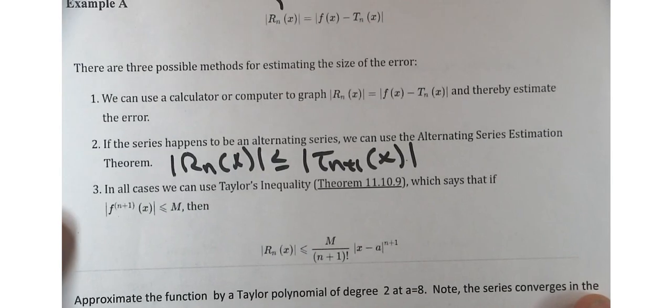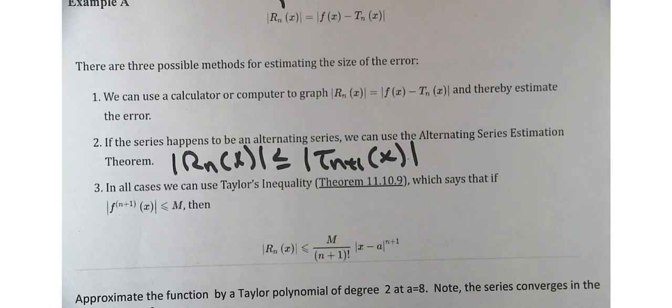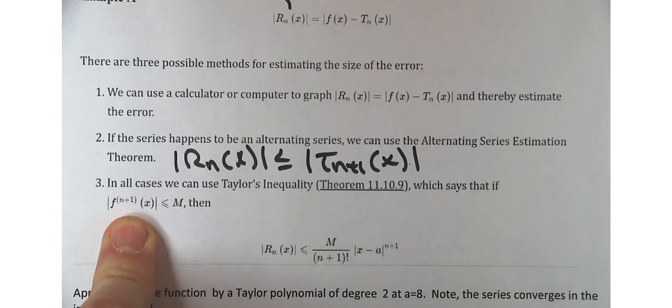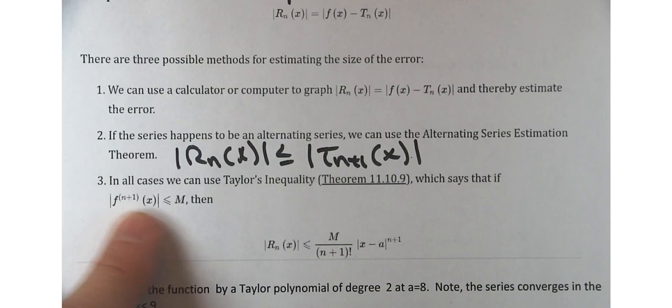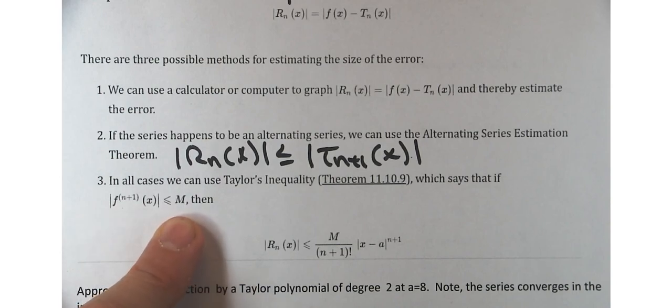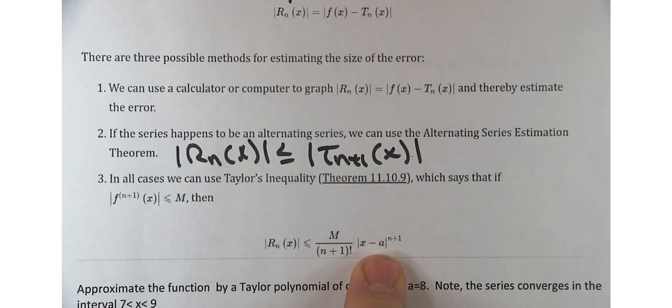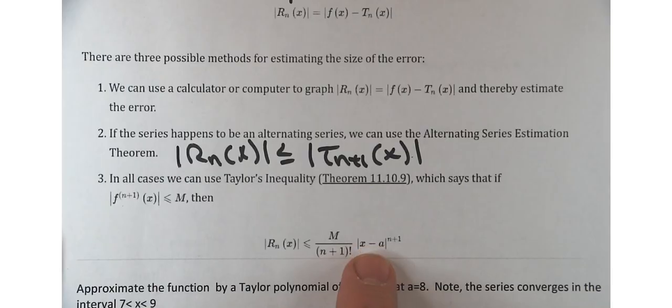The last thing that we could do is look at Taylor's inequality. Taylor had an inequality for the maximum error. In this case, you'd have to have a bound for the n plus first derivative, and that bound is going to be M. Then the remainder is going to be less than or equal to M divided by (n plus 1) factorial, times the absolute value of x minus a to the n plus 1 power, where x is in some interval near where you're centered.